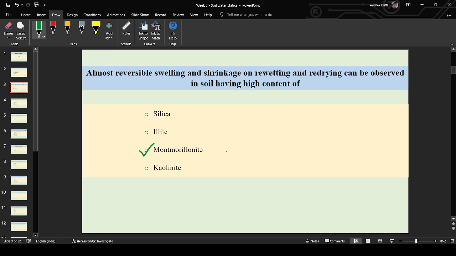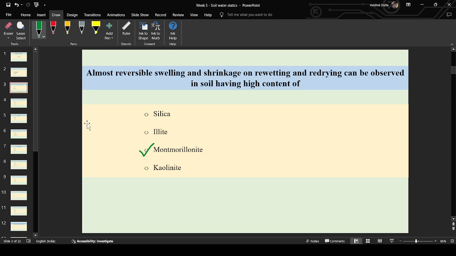So on wetting, it swells. On redrying, again it shrinks. So this drying and wetting cycle can be observed in soil having high content of montmorillonite. For example, black cotton soil. In black cotton soil, there is high swelling and shrinkage observed because it has a high percentage of this clay mineral, montmorillonite. So C, montmorillonite, is the correct answer. Good.